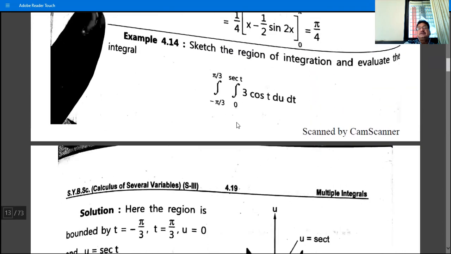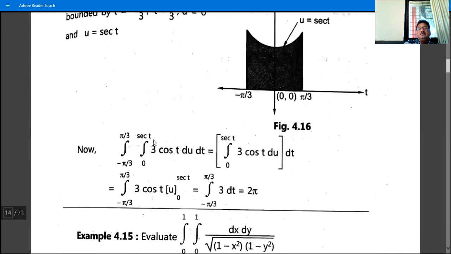And then this is the region bounded by the four curves, and then integrating with respect to u first. So 3 cos t is constant, and its integration is 3 cos t into u, upper limit, lower limit. Then what is the value at the upper limit? Substitute u as sec t: sec t minus sec 0. Sec 0 is 1. So sec t minus 1.